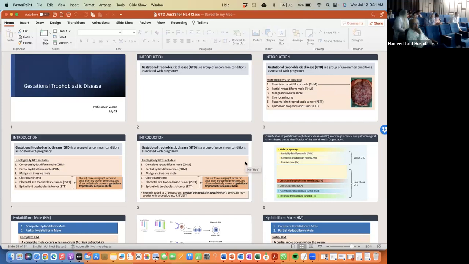90% are X and 10% are yes, 46. How to differentiate between invasive mole and GTN? Invasive mole is something which is restricted to the uterus, and the Doppler would indicate that there is invasion of the myometrium, between the endometrium and myometrium. There will be ultrasound evidence of invasion and also Doppler, which will further strengthen that.